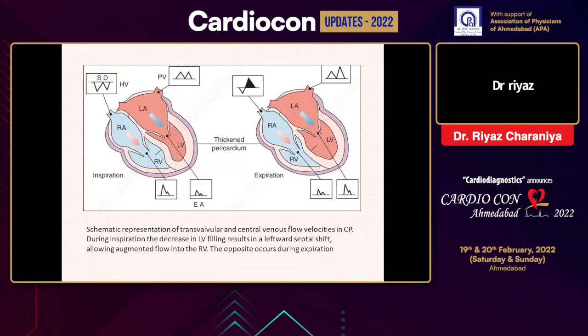So this is a schematic diagram which shows the changes with respiratory variation. With inspiration, there is an increased filling in the right side, and the septum is shifted towards the left side. And in expiration, the increased filling occurs in the left side, and thus the septum shifts towards the opposite side. And this is also recorded as a flow reversal in hepatic veins.